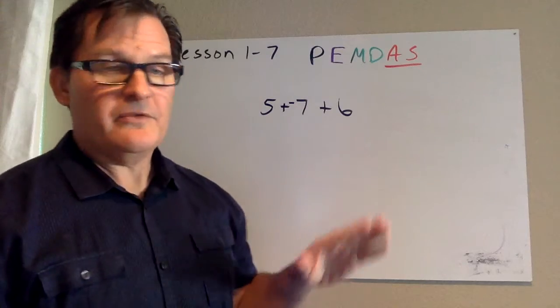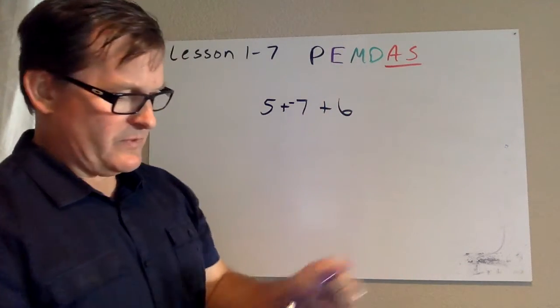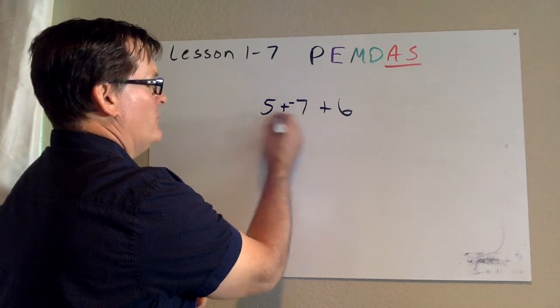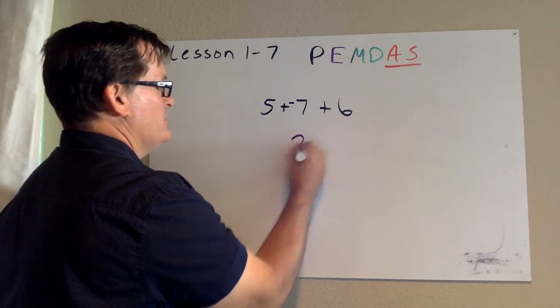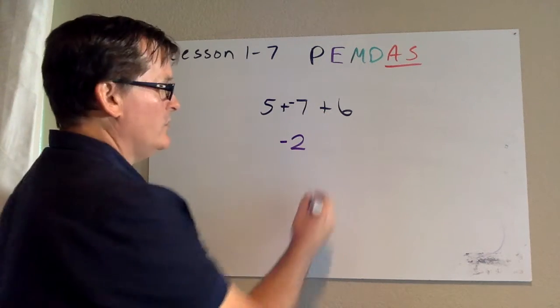But let's go ahead and go through this. So order of operations, addition, subtraction, left to right. So we're going to start with 5 plus a negative 7. Following our rules, we know we find the difference, which is 2. 7 is the more powerful number, so it's a negative 2.